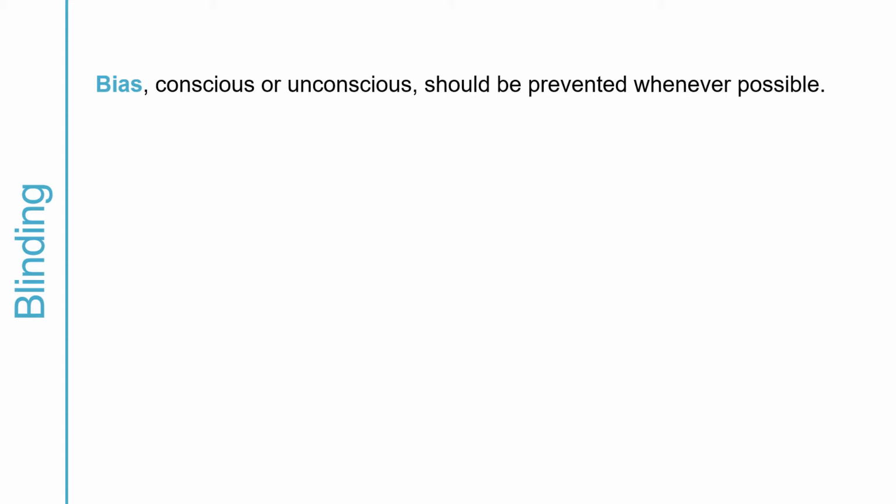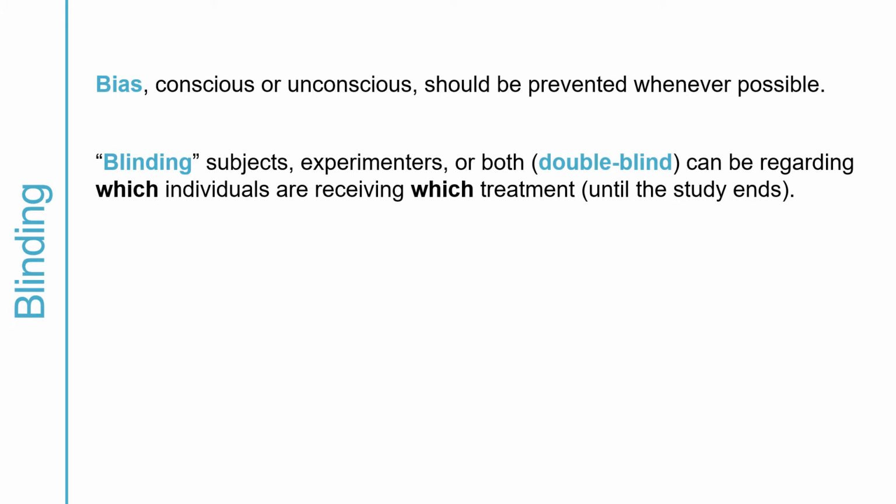Another issue that we'll want to think about in designing an experiment is the bias, conscious or unconscious, of all the individuals involved in the experiment. Bias may come from the experimenters, or it may come from the subjects, or both. We can prevent bias by blinding to the details of the study. If only one of the two, subjects or experimenters, is blinded, we call that a single blind, and if both subjects and experimenters are blinded, we call that double blind.